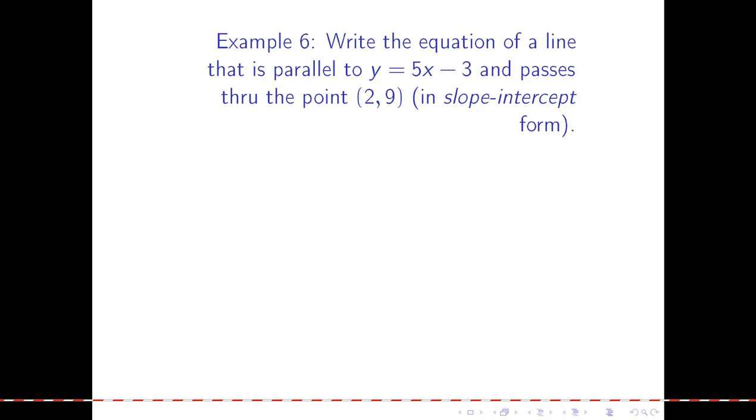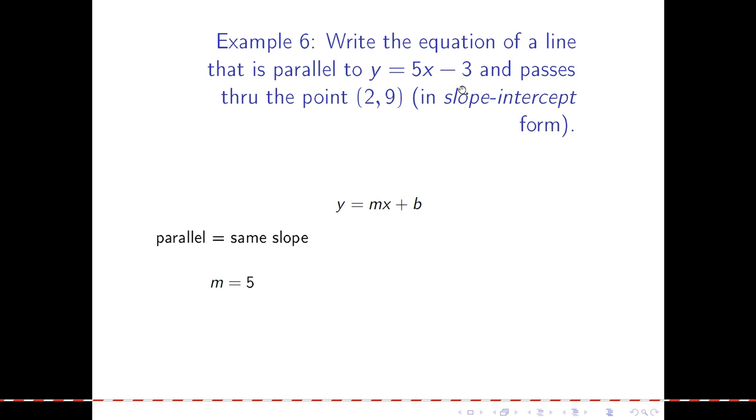Same slope. So since it has the same slope, if I look at my equation, y equals 5x, the slope of that is 5, so I get to go ahead and bring that down. After I have the slope from this equation right here, ignore that equation. Do not use this equation anymore.